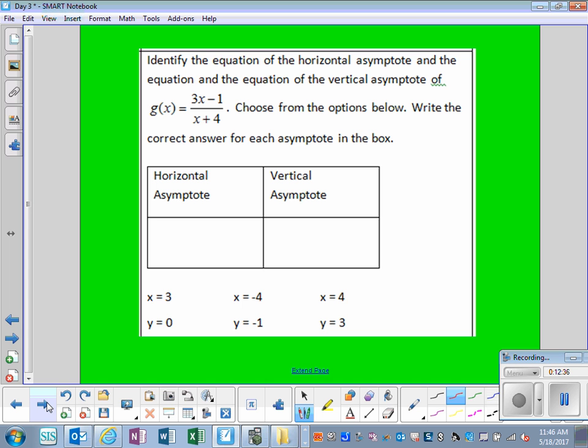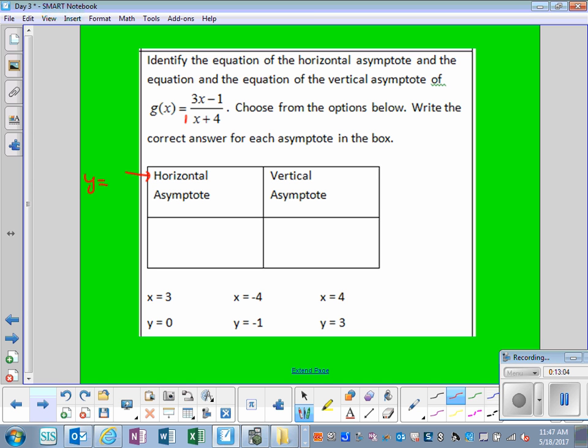Okay. Next. Identify the equation of the horizontal asymptote and the equation of the vertical asymptote of these rational functions. Choose from the options below, write the correct answer for each asymptote in the box. Perfect. Horizontal asymptote, since we talked about it just now, how do I figure out horizontal asymptote just by looking at this function? It's y equals what?